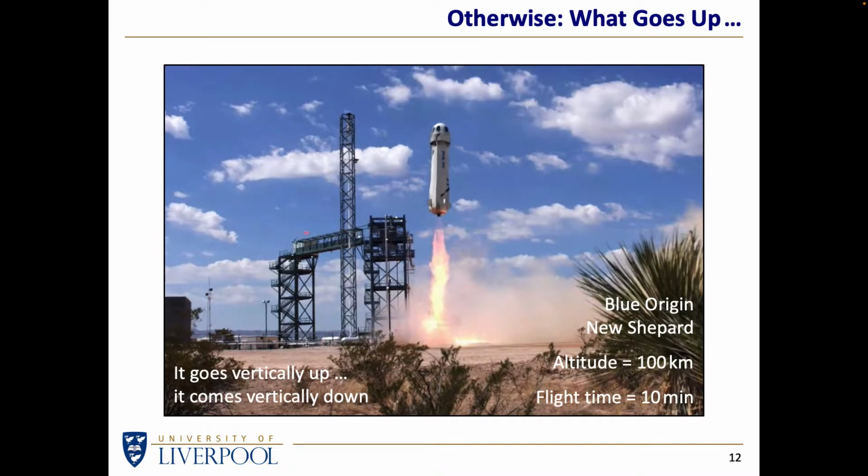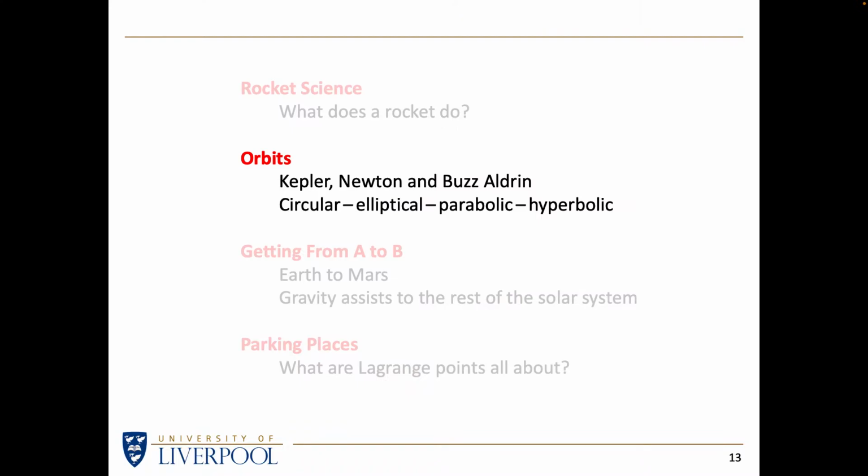So New Shepard went to an altitude of about 100 kilometers or so, the definition of space if you wish, but in 10 minutes it just came straight back down again. So it's always the horizontal velocity that you need, and that's what effectively defines various orbital mechanics.